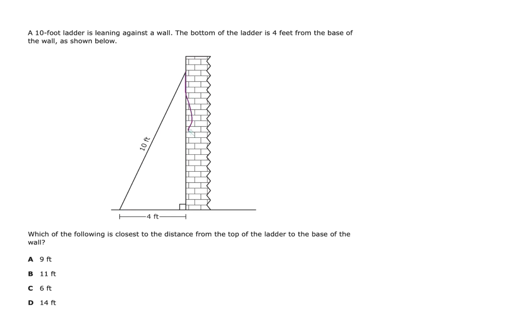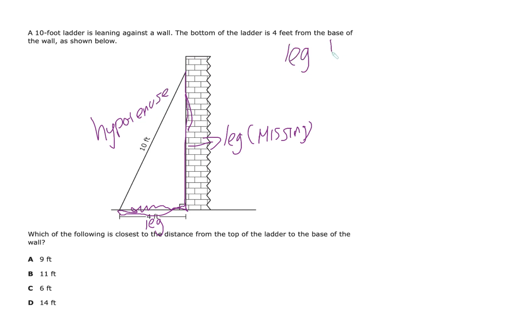Remember, the legs make the right angle. So here, this is my right angle. I know it looks really awful. So the 4 here is a leg. This, what we're looking for, is missing. So we're missing a leg. And the 10 is the hypotenuse. So we have a leg and the hypotenuse.